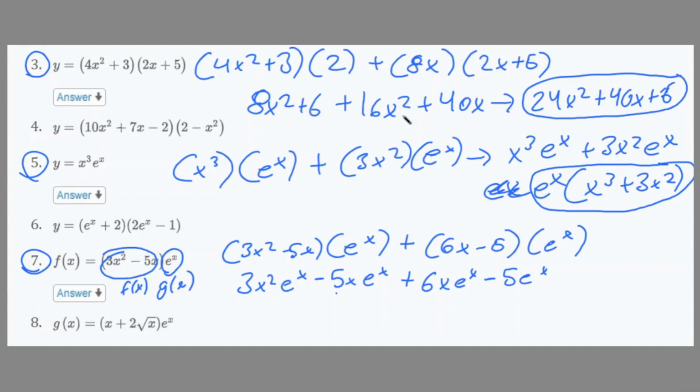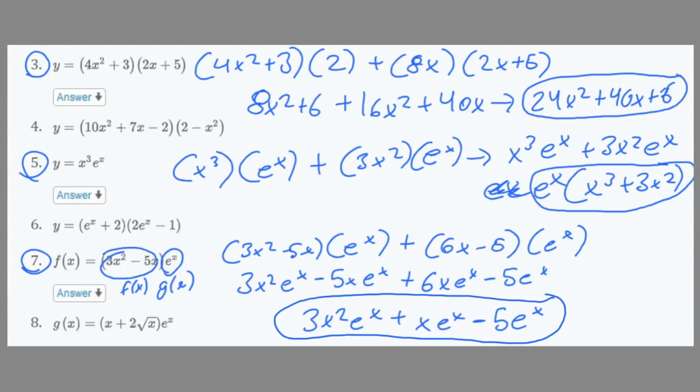Now if we simplify even further, we would get 3x squared e to the power of x, plus x e to the power of x, because this is negative 5 and this is positive 6, and minus 5 e to the power of x. And that would be your final answer by the product rule.